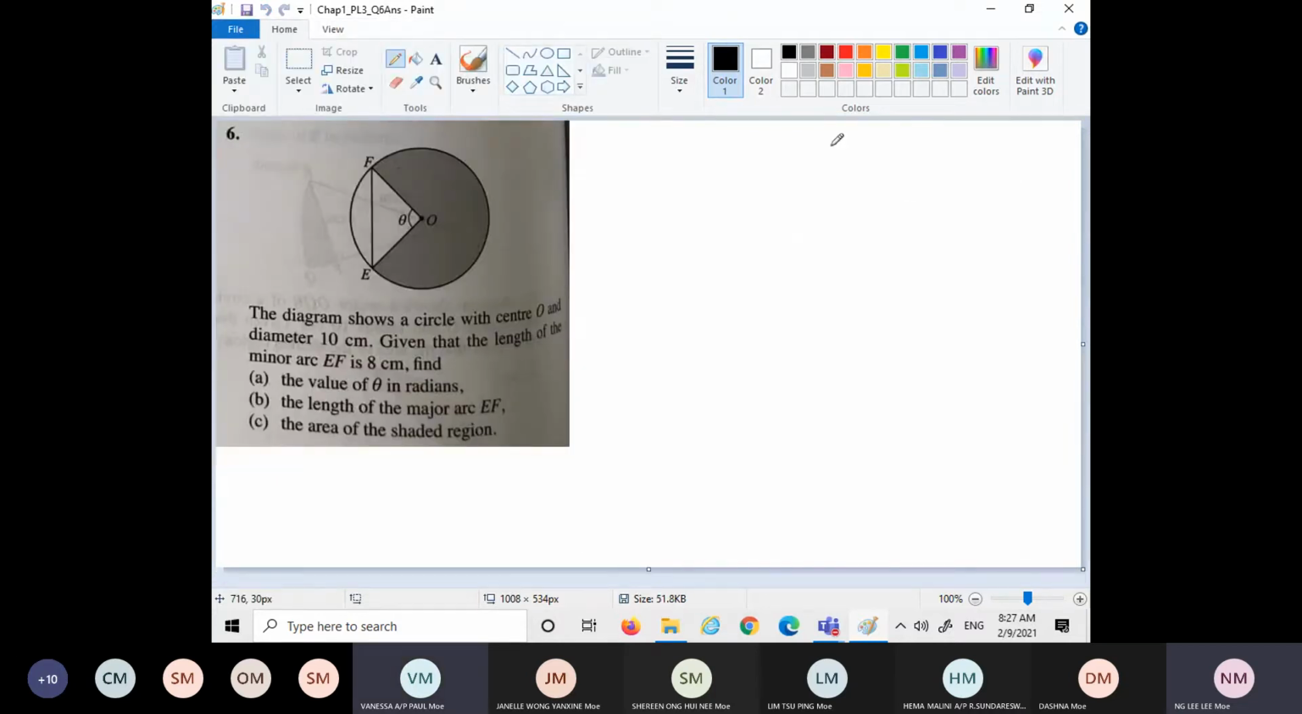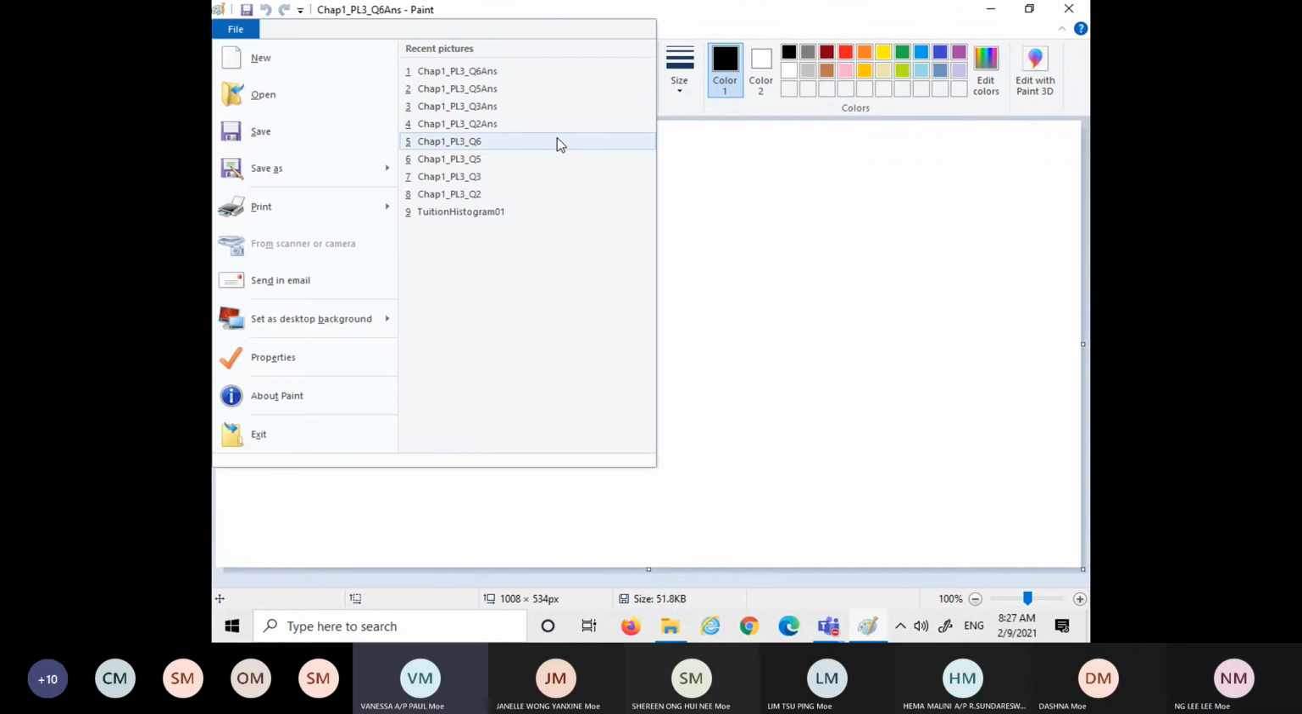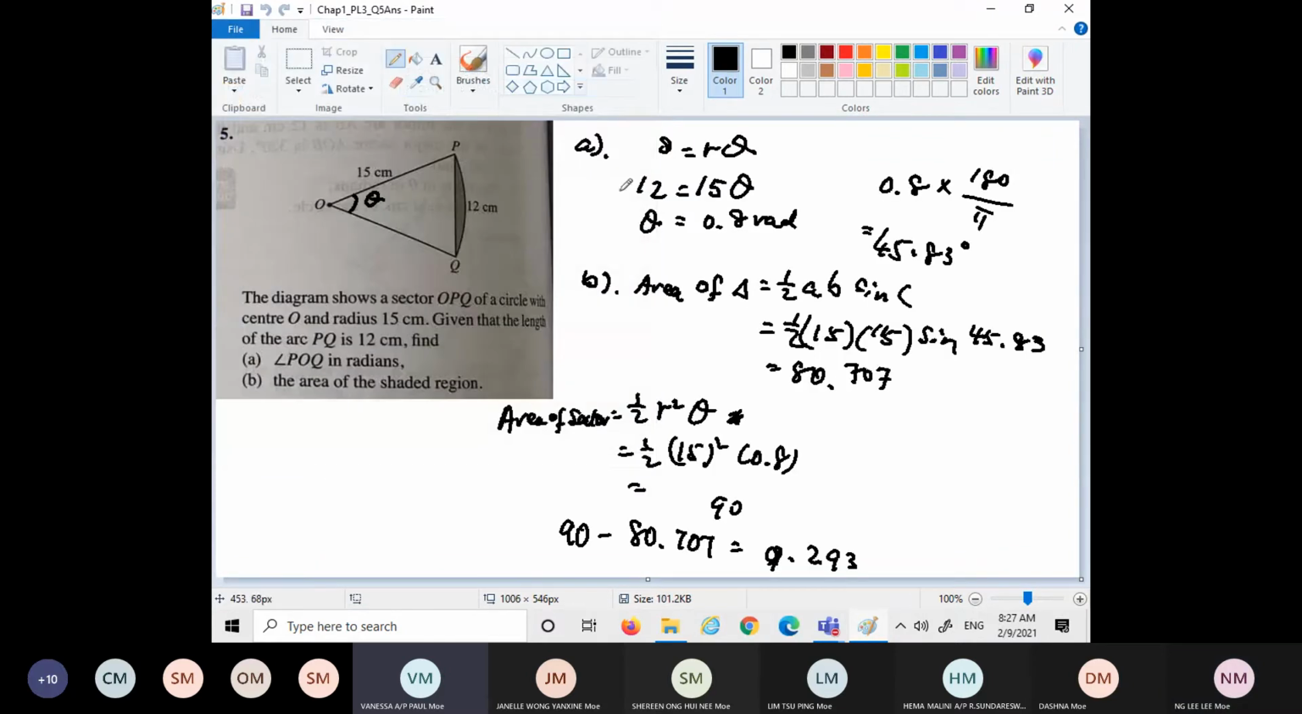Teacher, just now for the 80.707, I just wrote 80.70. Okay, if you want to round off at 4 significant figures, it should be 80.71.